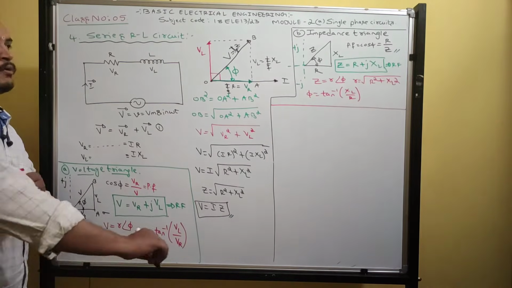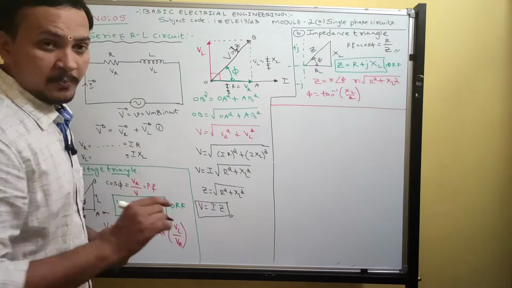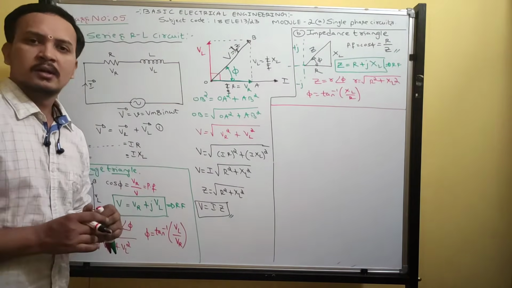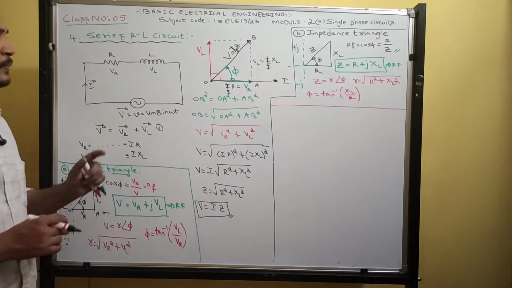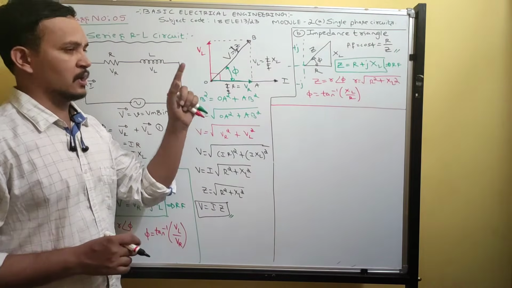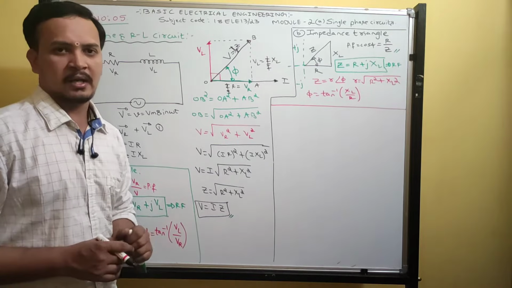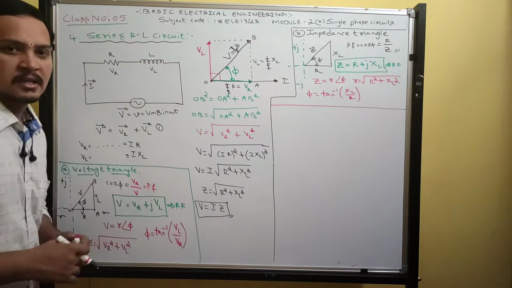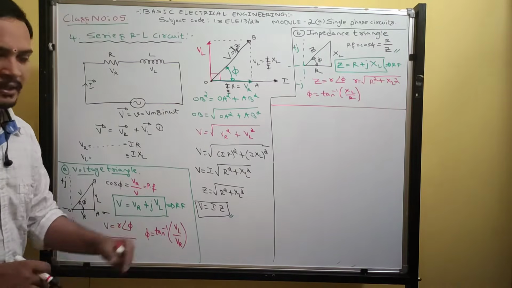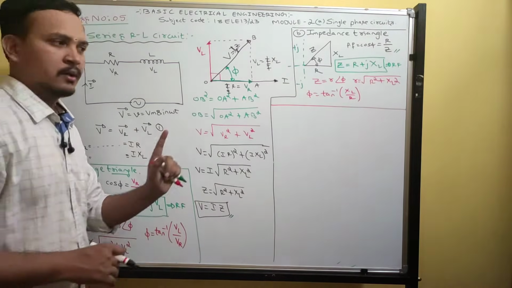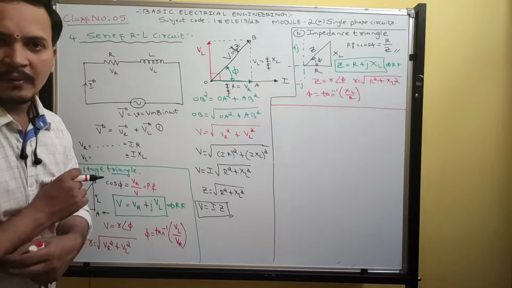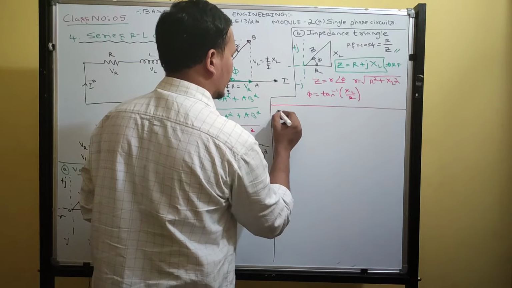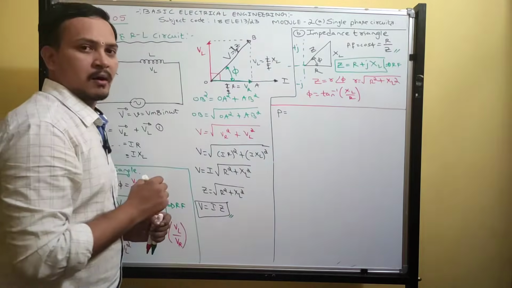So one more is there, that is called the power triangle. So how much power is consumed in this circuit? Before writing the power triangle, we have to derive how much power is consumed in a series RL circuit. Once it is completed, then we can draw the power triangle. So next, I am determining the power consumed in a series RL circuit.